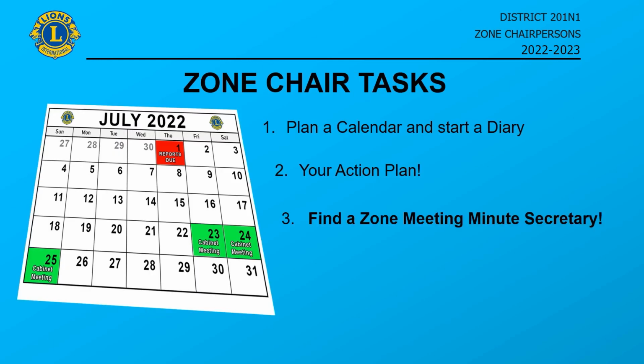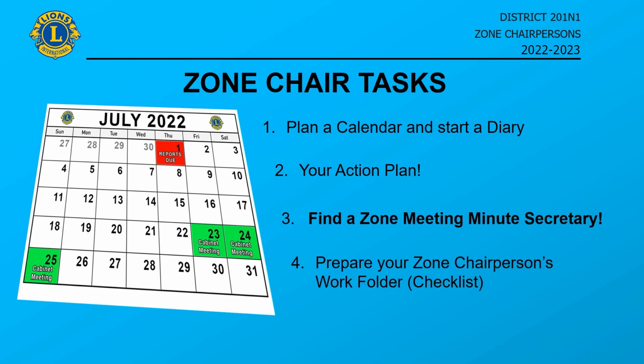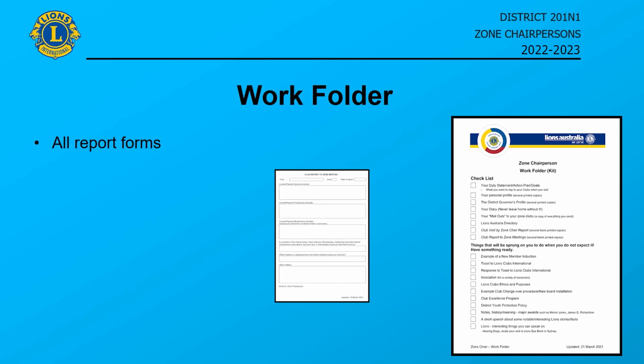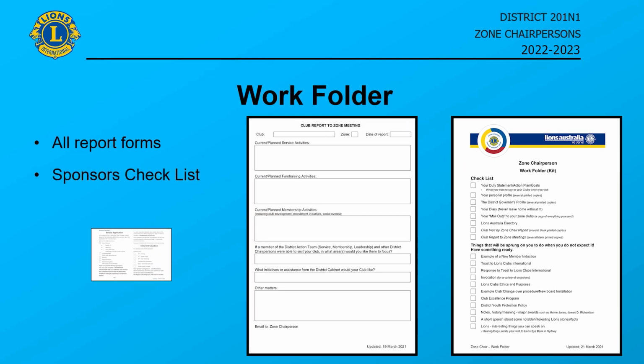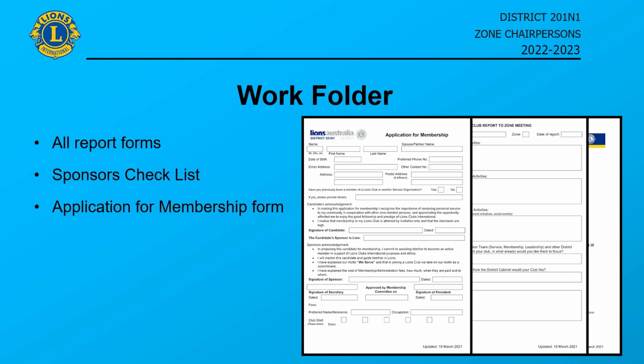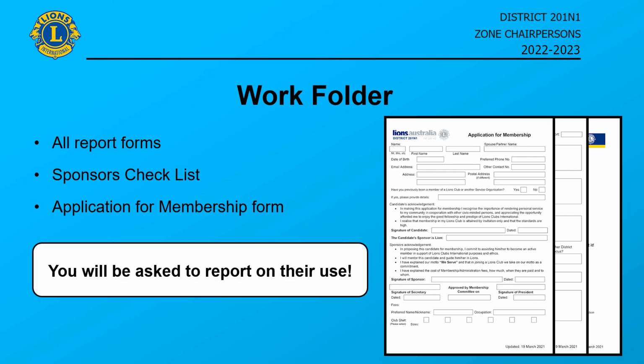I really recommend that the next thing you look to doing is finding yourself a Zone Meeting Minutes Secretary. Your life as a Zone Chair will be so much better if you can do this early. Prepare your Zone Chairperson's work folder. Find the checklist. Make sure you have all of the report forms. This is especially important for the sponsor's checklist and the club application for membership form, because you are going to be asked if each club you visit is actually using these updated forms.